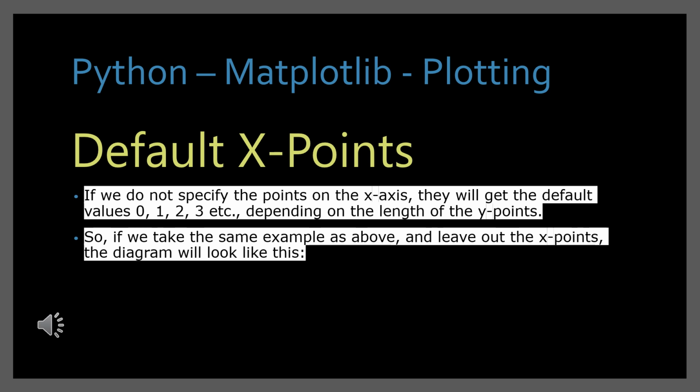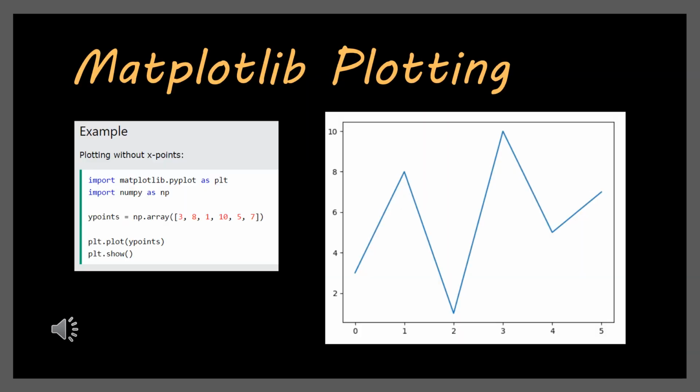If you are not specifying the points on the x-axis, then we will get default values like 0, 1, 2, 3, etc., depending on the length of the y points. If we take the below example, we can clearly come to know about that. Here I'm not giving any x points at all. I have only given y points.